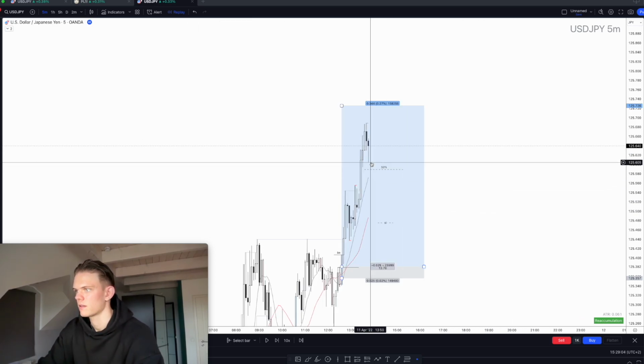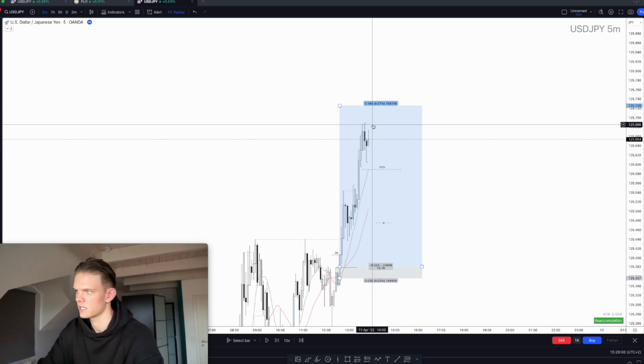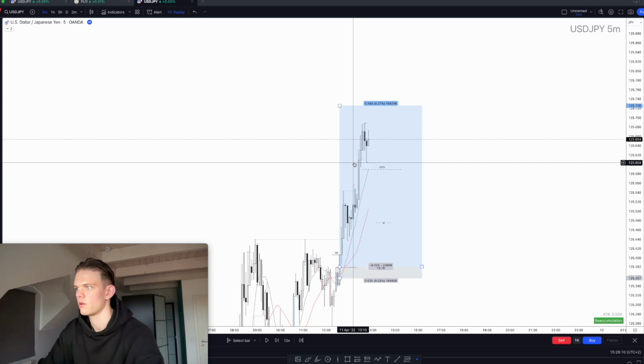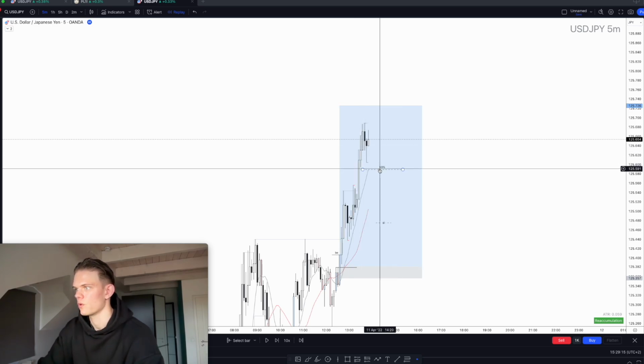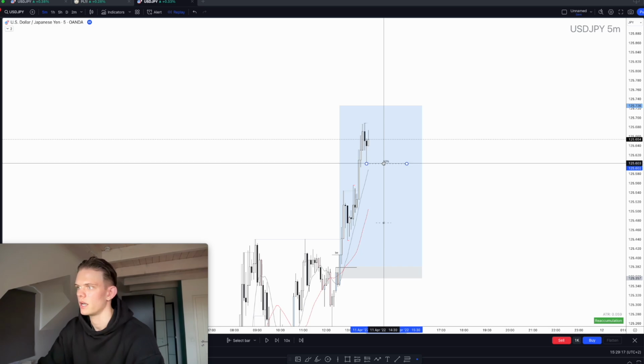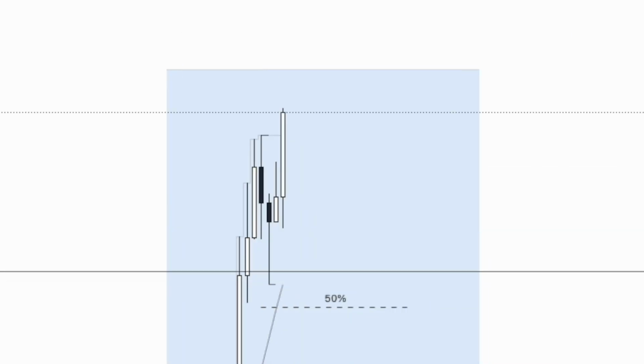Price mitigates and comes back up. It would make a lot of sense if this just keeps taking out the high, because there's no unmitigated portion of price left except from this wick here. So you could protect here, but I don't know. I just leave it here for the time being.